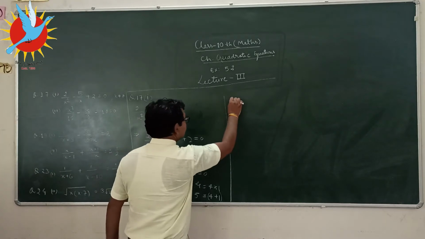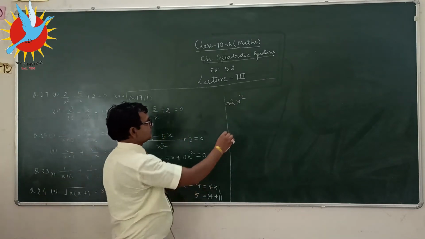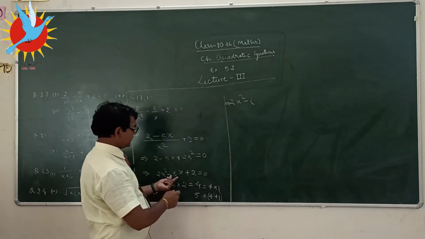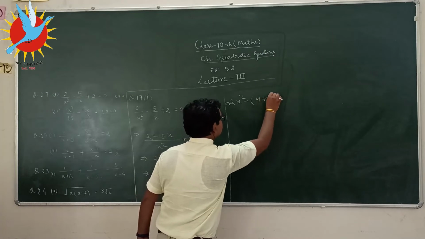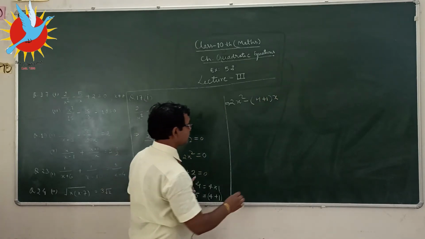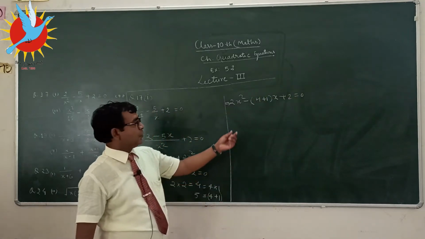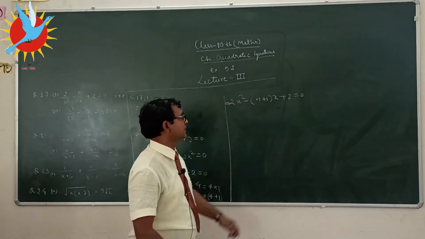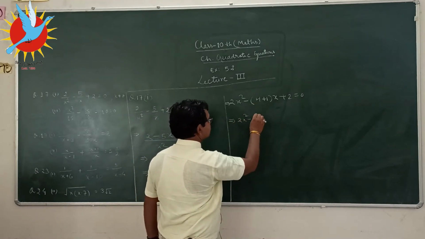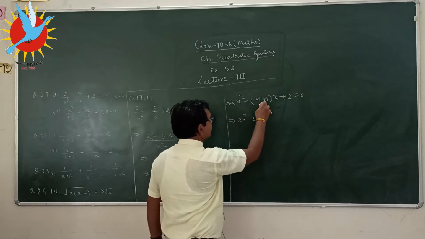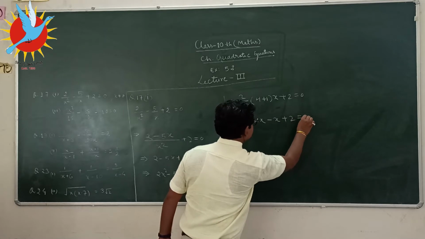Now, here 2x square minus, in place of 5 we have 4 plus 1, multiplied by x, plus 2 equal to 0. Now, open this bracket. If you open this bracket, you have 2x square minus 4x minus x plus 2 equal to 0.